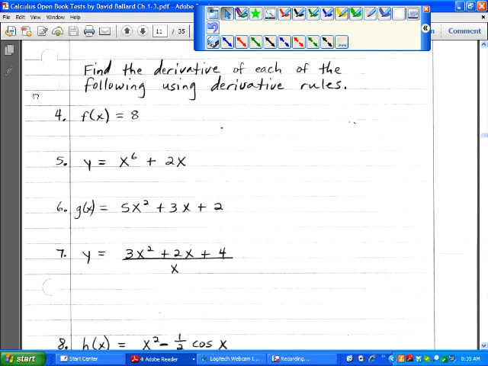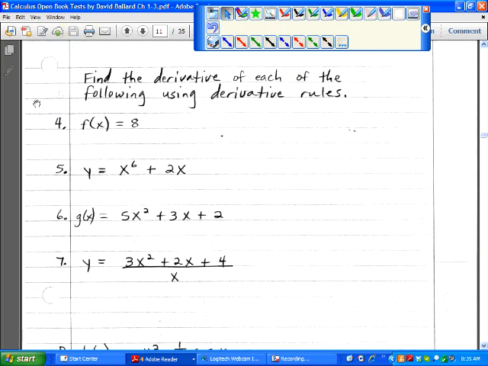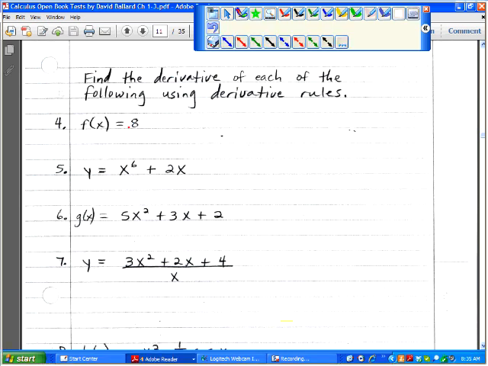Question number 4. It says find the derivative of each following the derivative rules. Okay, so we know that the derivative of a constant is 0, so f prime of x is 0. What is that? It's the equation for the slope of the tangent line at any given point.